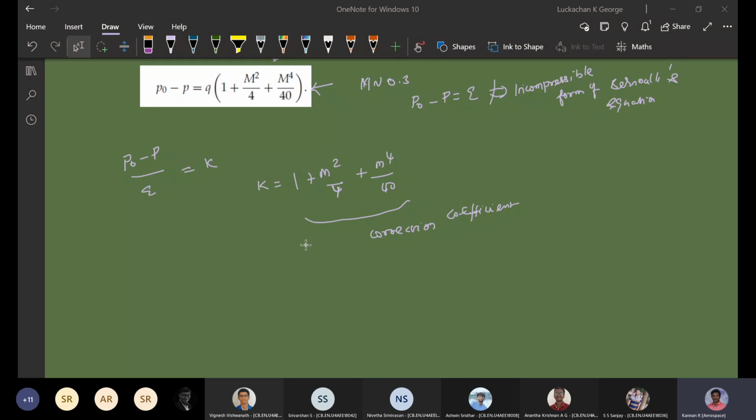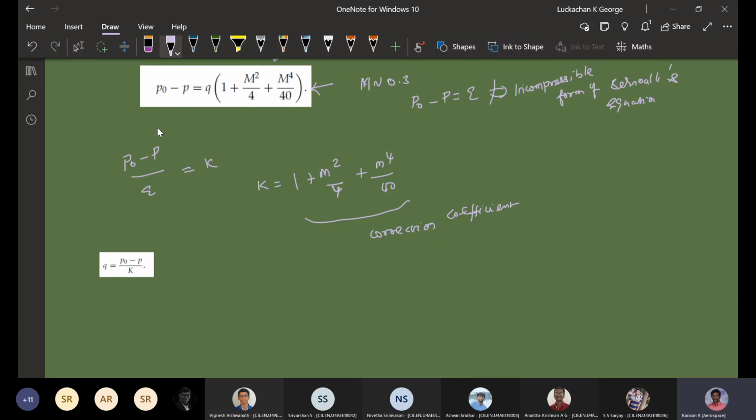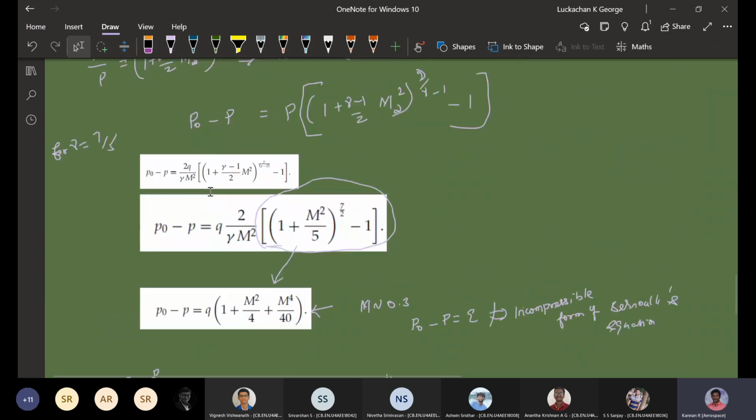Even you can write it the other way also. Q is equal to the correction coefficient for dynamic pressure in compressible flow, as compared with incompressible flow. So now, any question on that?